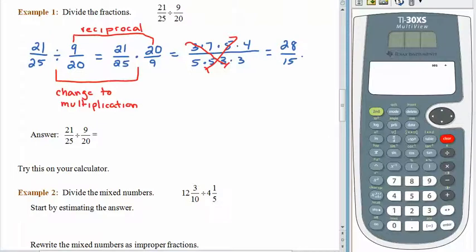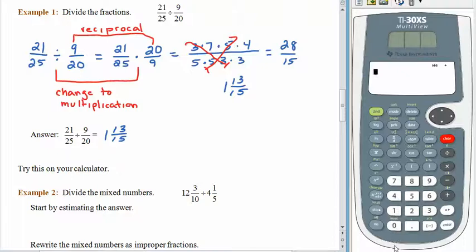That's improper, so we'll convert it to a mixed number. 15 goes into 28. Well, not quite twice. It would go in there twice if it was 30 up in the numerator. So it goes in there one time with 13 left over. And that's pretty much it. 21/25 divided by 9/20 is 1 and 13/15.